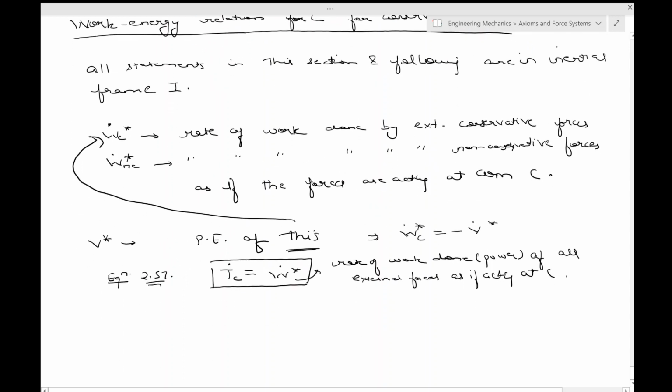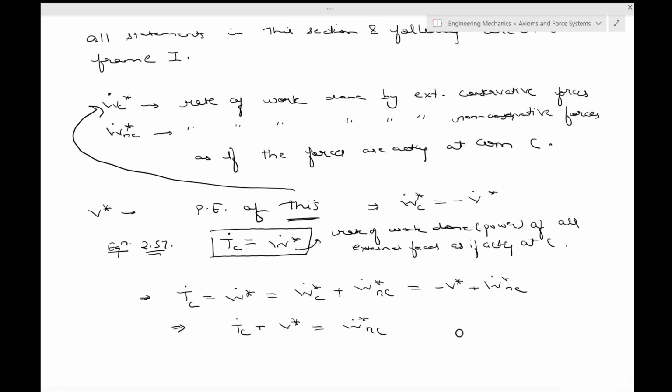So we want to now invoke this. This would imply that T dot C is equal to W dot star, and since this is the work done by all forces, we can separate it into the rate of work done by conservative forces and the rate of work done by non-conservative forces. Now the first term is equal to minus V dot star, and the second term we want to write as it is. Okay, this implies that T dot C plus V dot star is equal to W star NC dot.